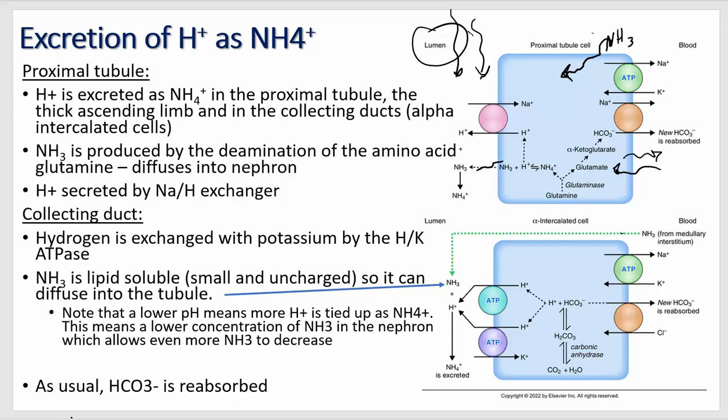Okay, so in the collecting duct, hydrogen is exchanged with potassium by the hydrogen potassium exchanger. We have kind of a new player here, the hydrogen and potassium exchanger. So potassium moves into the cell while hydrogen is pushed out of the cell. This is an ATP-driven process.